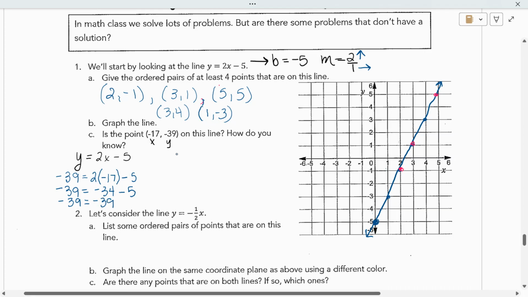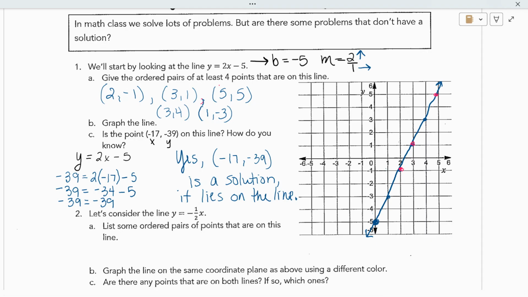Yes. So what does that mean? Yes. The ordered pair -17, -39 is a solution, meaning it lies on the line. That's how you check. You got to plug it in and check, okay?